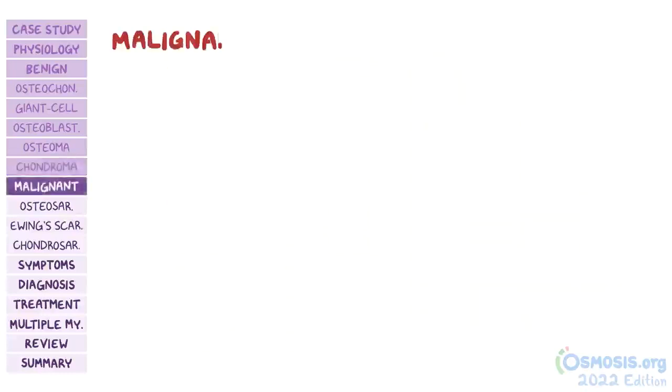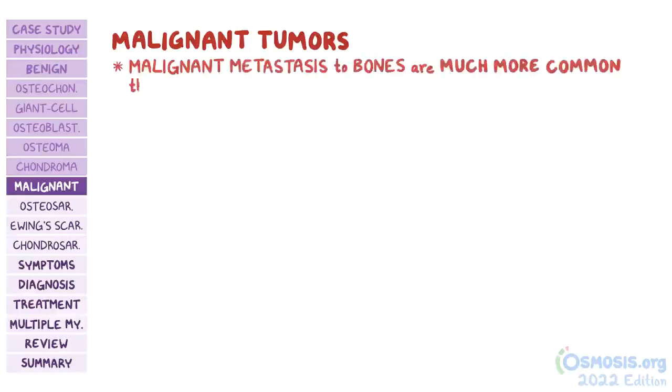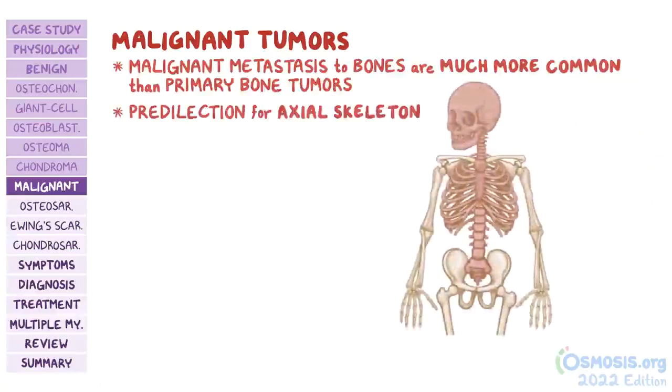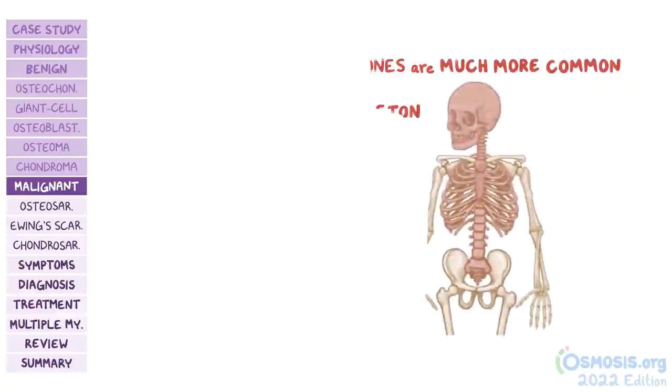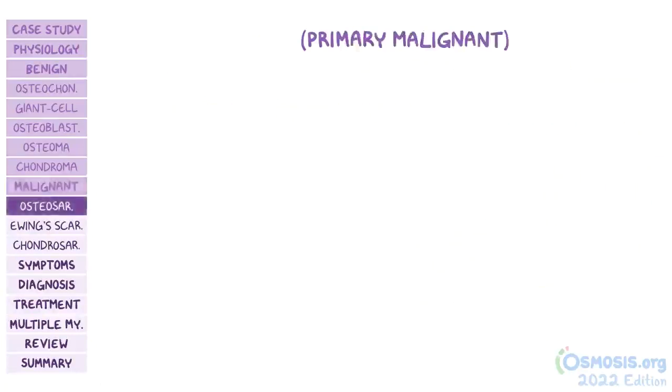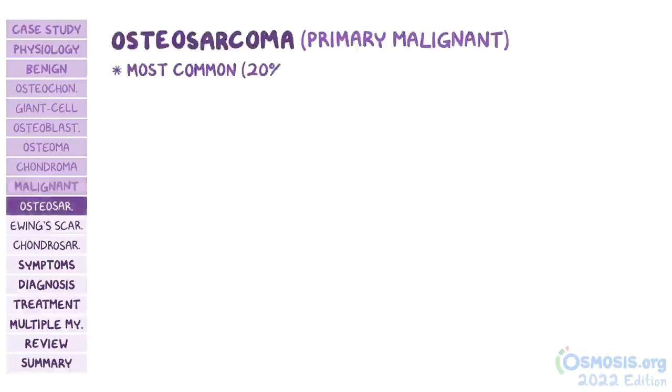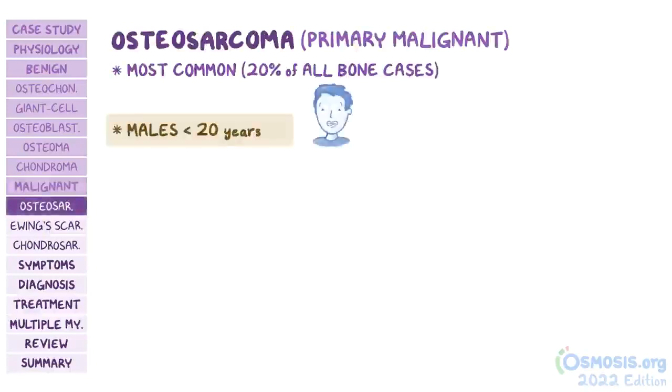Now, switching to malignant tumors, remember that malignant metastases to the bones are much more common than primary bone tumors, and they have a predilection for the axial skeleton. For primary malignant bone tumors, osteosarcoma is the most common, accounting for around 20% of all bone cancer cases, especially in males under 20 years of age.